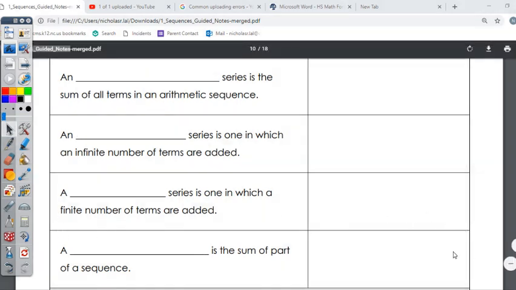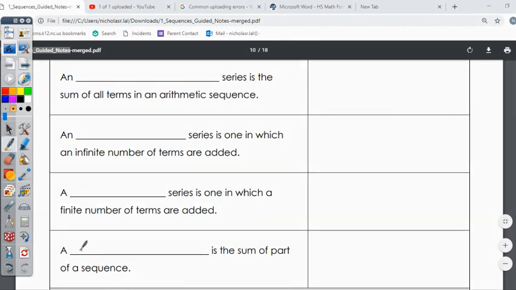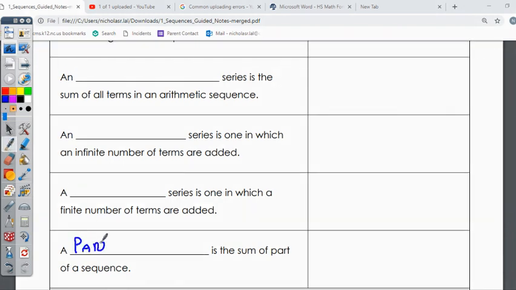So, one thing, sorry, that's a partial sum, not just a partial. Although if you're a Beyonce fan, you could use partition.